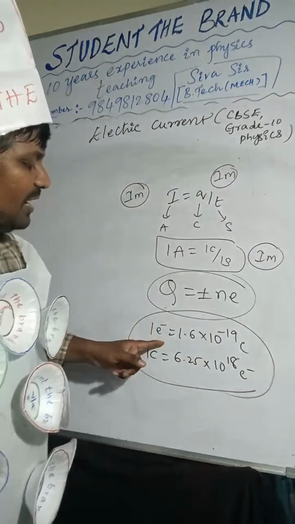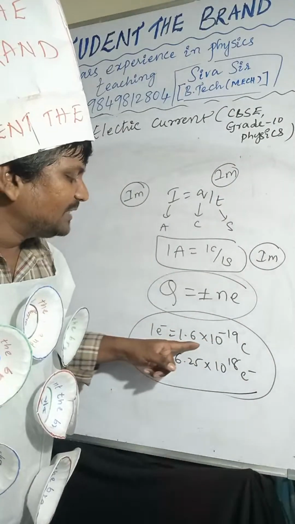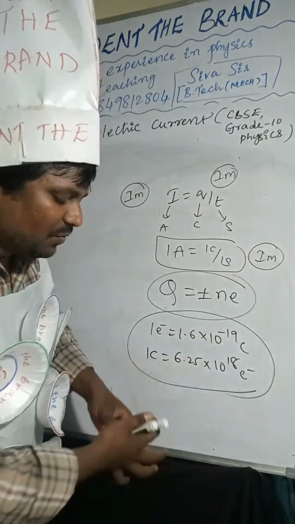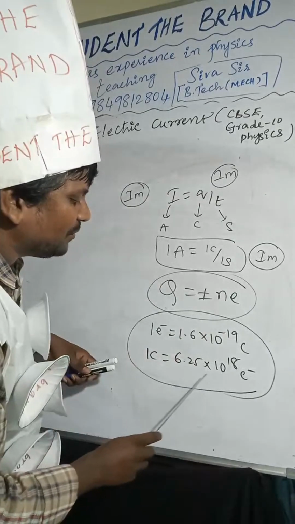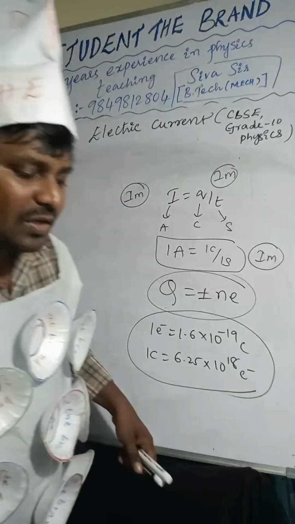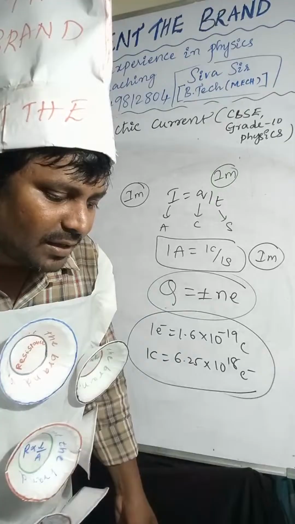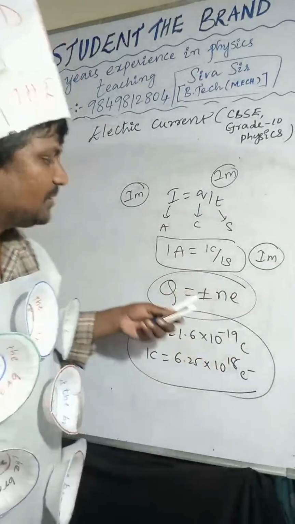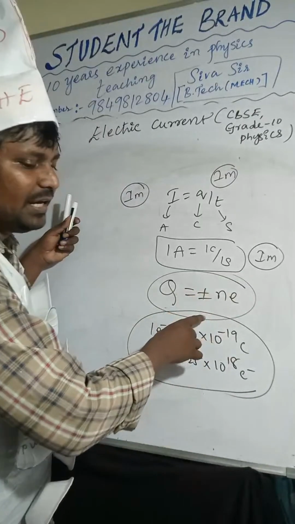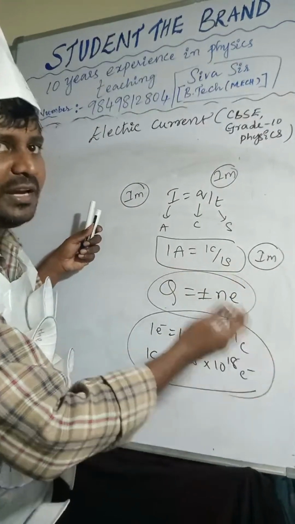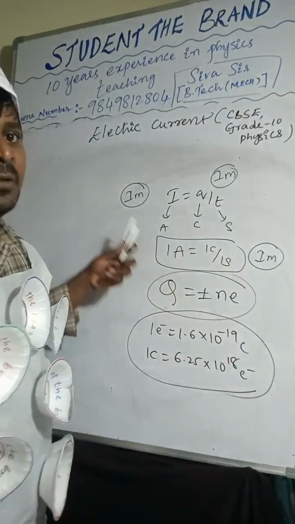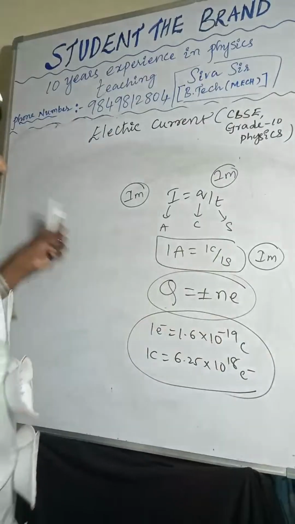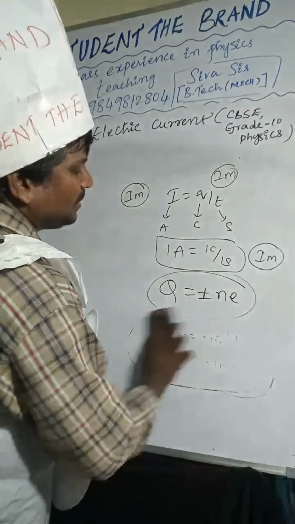In one electron, how much charge is present? 1.6 into 10 power minus 19 coulomb. In 1 coulomb, how many electrons are present? 6.25 into 10 power 18 electrons. There are two types of charges, positive charge and negative charge. Positive charge represents proton, negative charge represents electron. That's why we are taking plus or minus Ne.